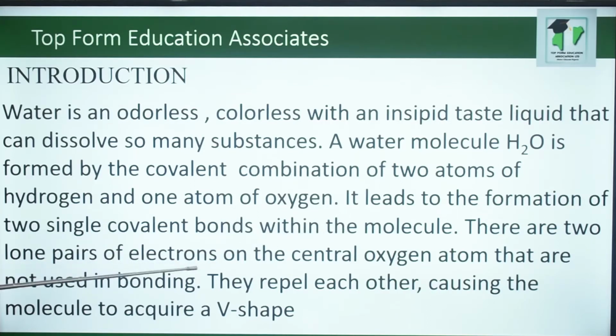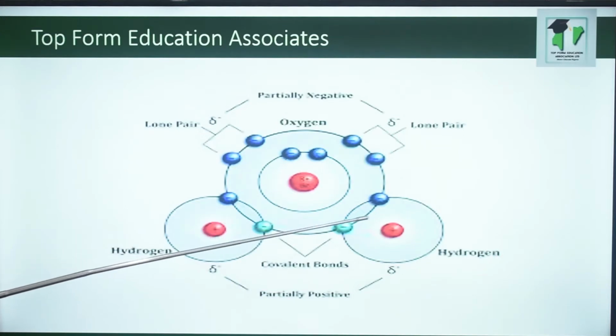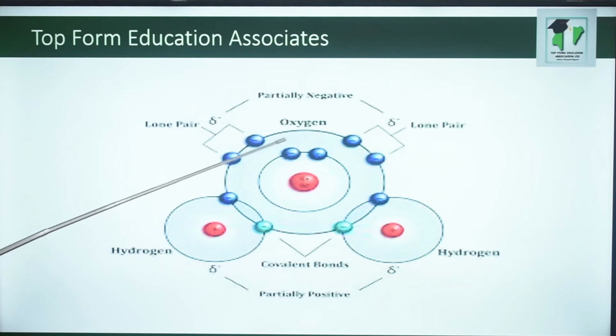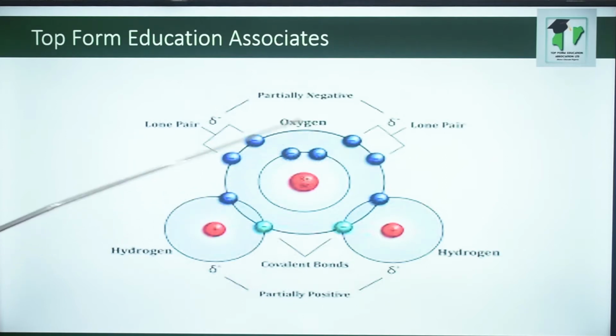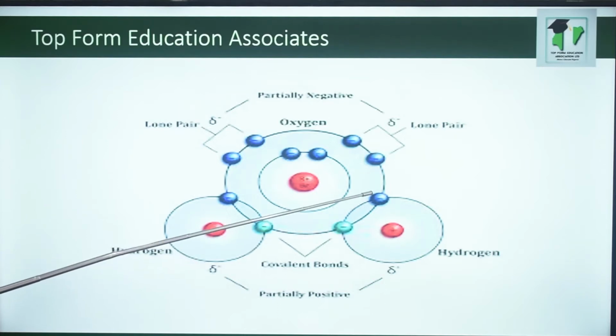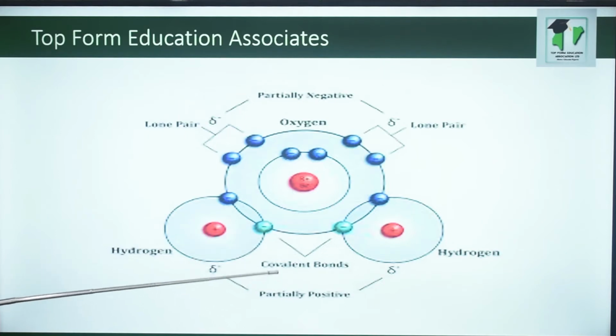There are two lone pairs of electrons on the central oxygen atom that are not used in bonding. They repel each other, causing the molecule to acquire a V shape. This is the structure of a water molecule. Here we have the hydrogen atoms, and this is the oxygen atom. You can see the two pairs of electrons that are lone, that are not participating in the bonding, while this is the hydrogen electron and this is the oxygen electron. You can see the V shape of the water molecule.